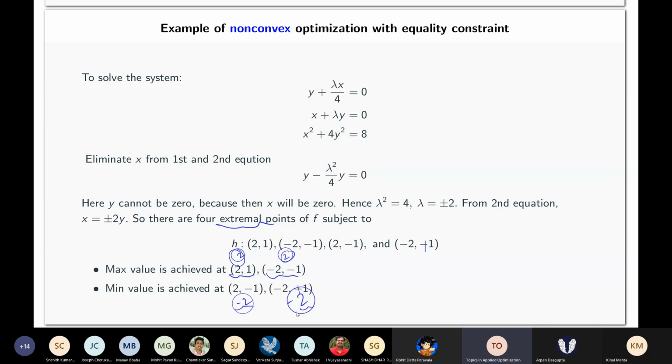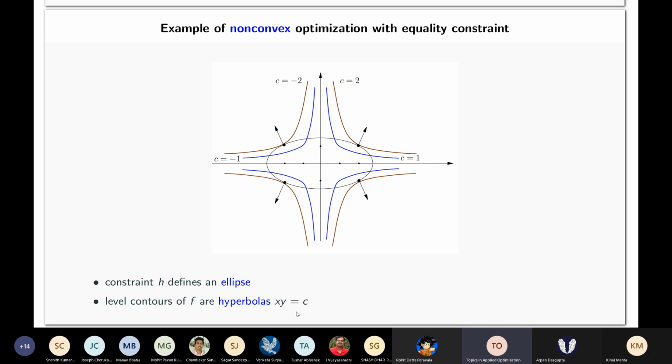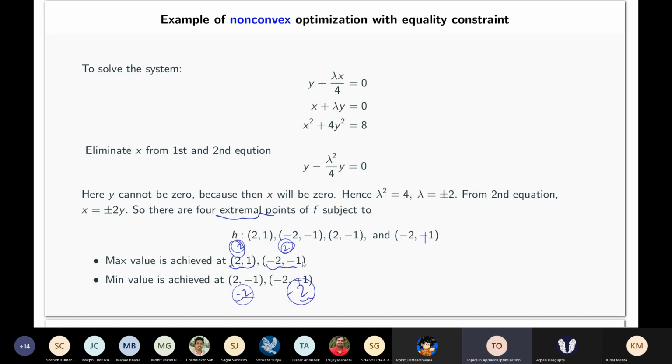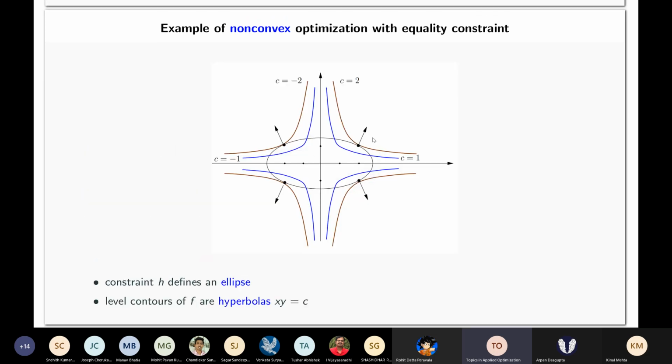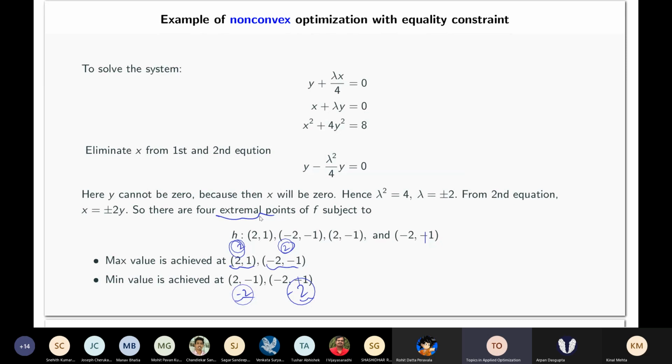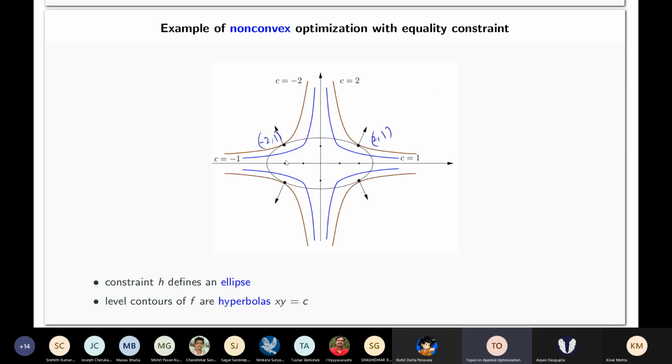Okay, so now if we see this in the graph, then remember (2, 1) and (-2, -1), right? So this is the point (2, 1), and (-2, 1) is this point. Oh, sorry. Is this correct? (-2, -1), right? Okay. So (-2, -1) is this one, right? Yeah. So let me remove this. Oh, okay. The point was okay, right?